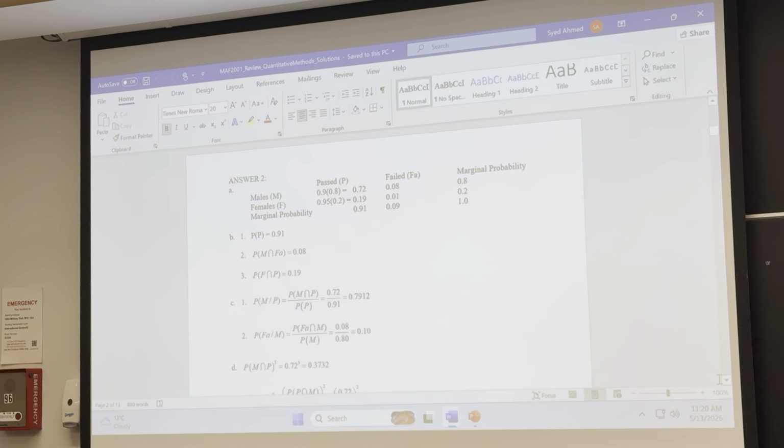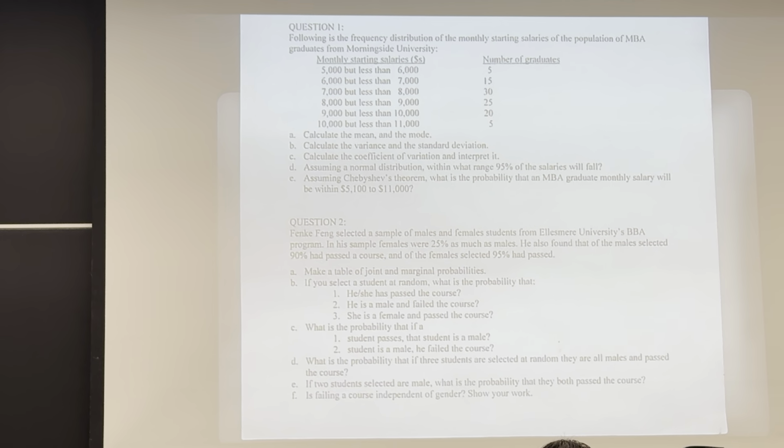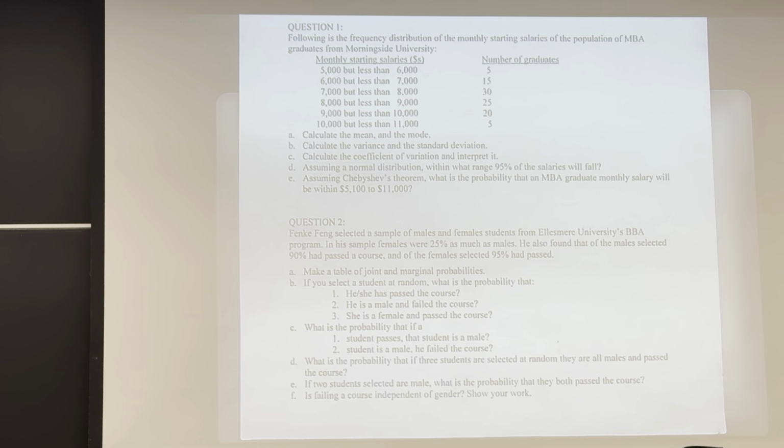Frankie Fang selected a sample of males and female students from Ellesmere University BBA program. In his sample, females were 25% as much as males. So if males are 100, females are 25, right? If the total number of students is 100, then how many females and how many males? 20 females, 80 males. That's right.